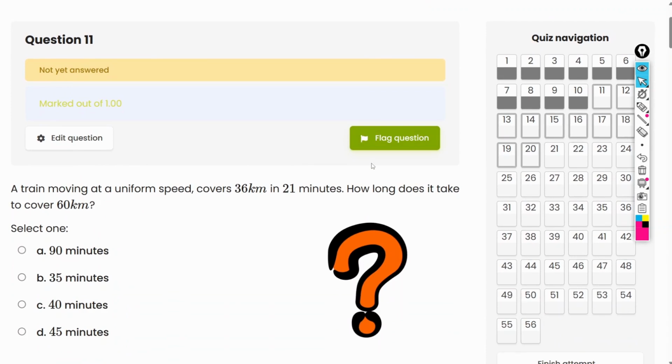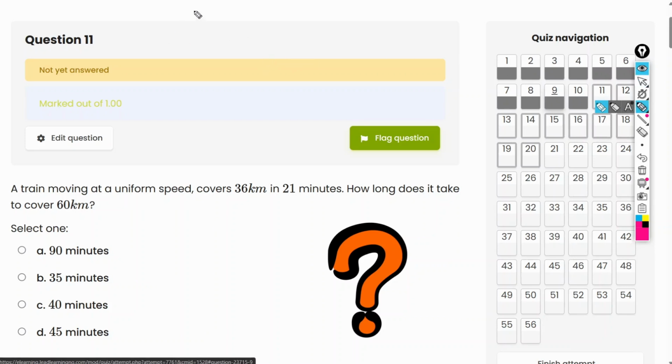All right, question 11 says, a train moving at a uniform speed covers 36 kilometers in 21 minutes. How long does it take to cover 60 kilometers? All right, so you could use the fact that the amount of time you've traveled is directly proportional to your distance. You could say D is proportional to T.